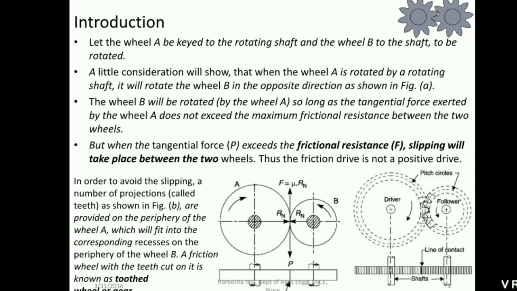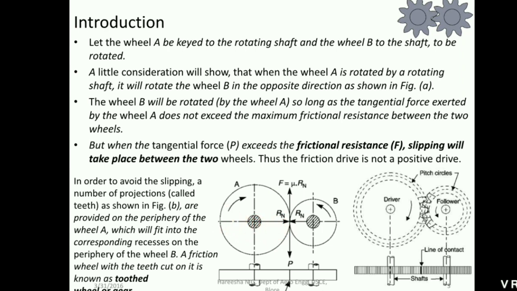So as an introduction, we can just talk about what gears are. So here you can see two wheels which are meshing with each other, or we can say mating with each other. When you have two wheels meshing with each other, the main purpose of these wheels is to transmit motion from one shaft to another shaft. So you can see a shaft here and another shaft here.